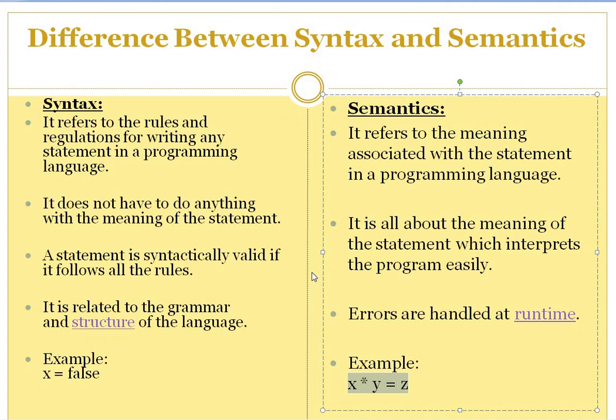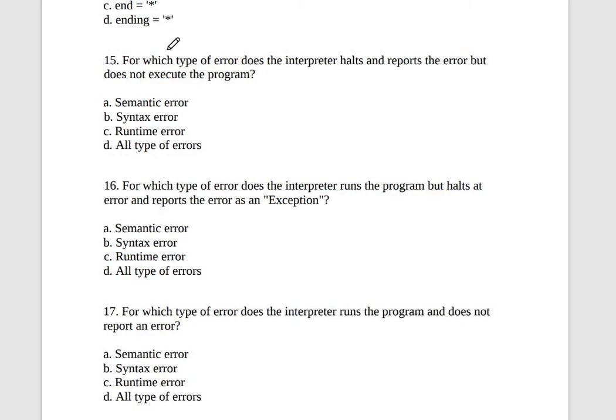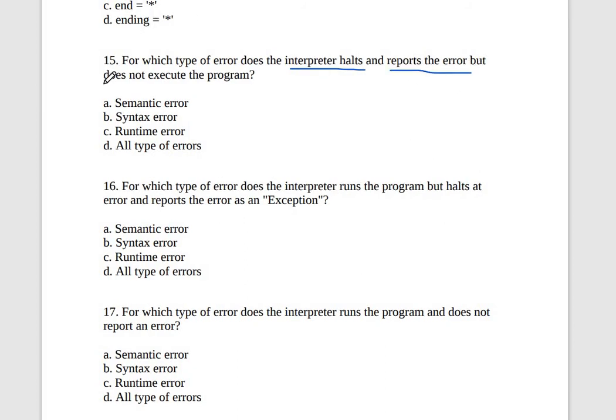Let's take some examples. The first question is: for which type of error does the interpreter halt and report the error but not execute the program? If the interpreter halts, it is not executing or interpreting your code, and it is reporting the error, then it will be a syntax error.